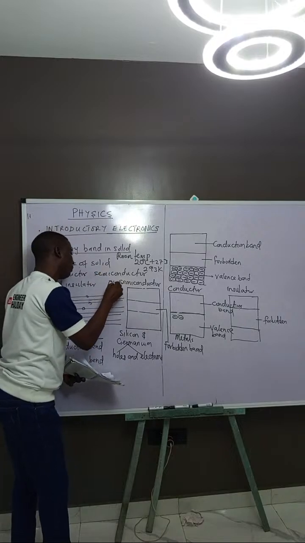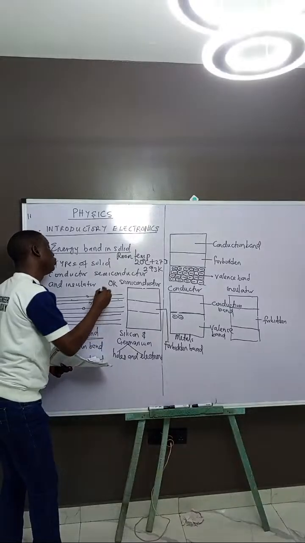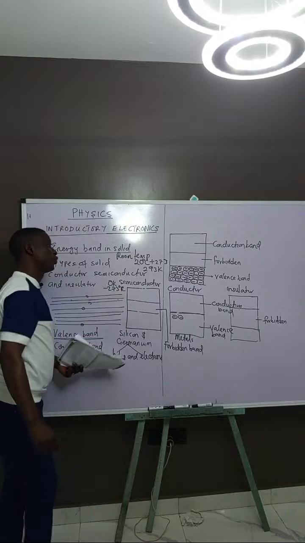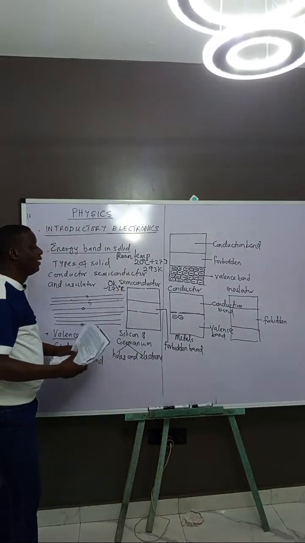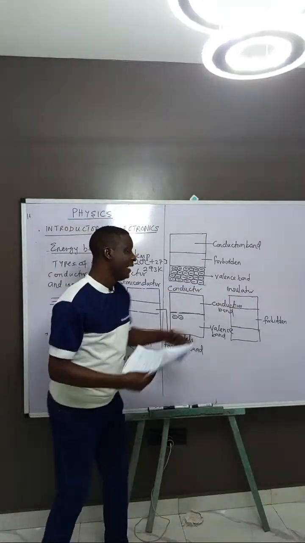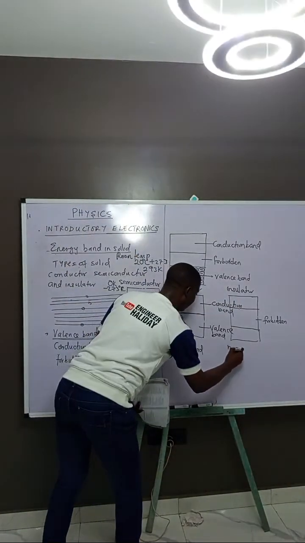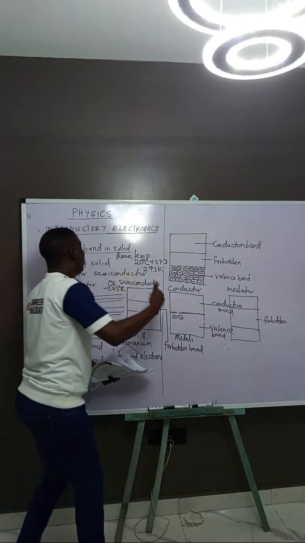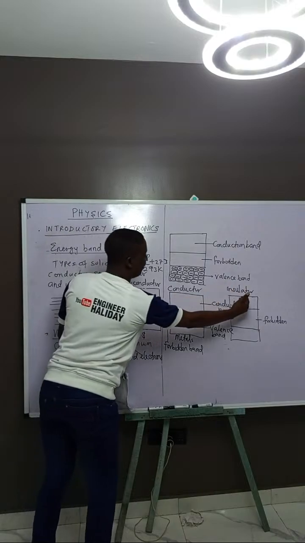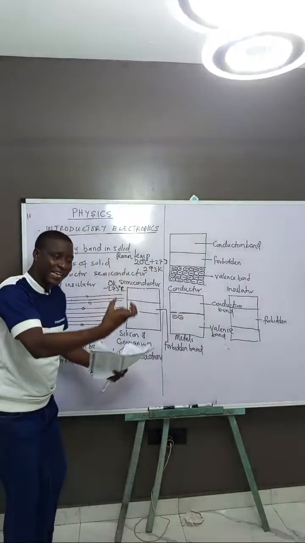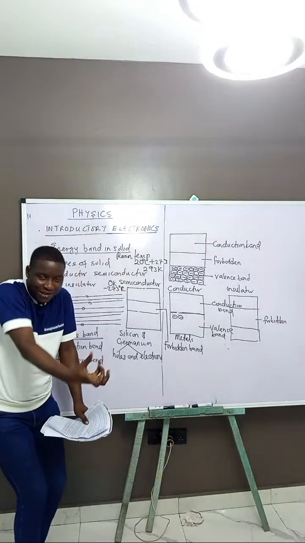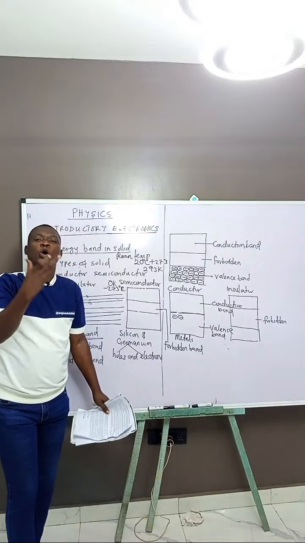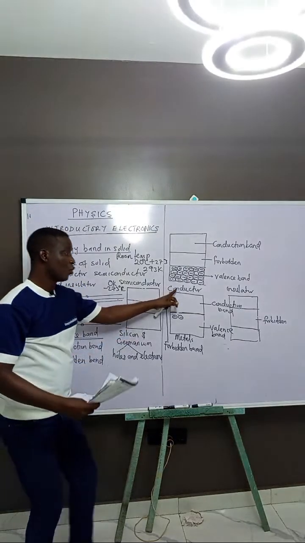Absolute zero temperature. What is absolute zero temperature? It is minus 273 degrees Celsius. So at absolute zero temperature, a semiconductor becomes an insulator. In that case, there is no carrier. So when they become an insulator, they are no longer behaving like a conductor. They are now behaving like what? Insulator.